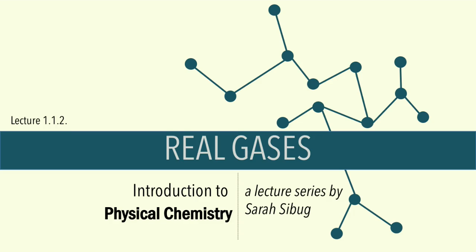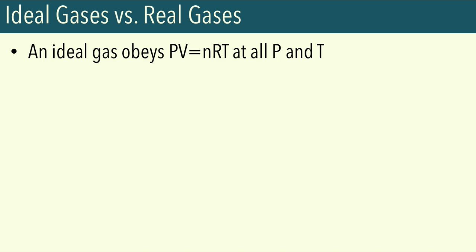So today we'll be discussing real gases. Previously we were talking about the gas laws that describe the behavior of the ideal gas, and we also talked about the kinetic molecular theory, which explains this behavior on a molecular basis. So today let's look at the limitations of the kinetic molecular theory and the ideal gas description when it comes to describing real gases. An ideal gas obeys PV = nRT at all pressures and temperatures.